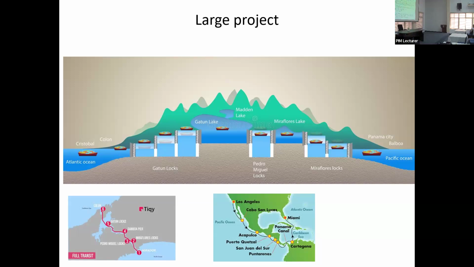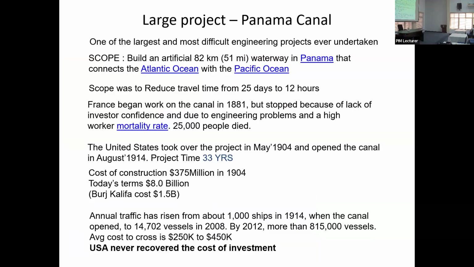So, the background of it: the Panama Canal is one of the largest structures humanly done. The scope was to build an 82 kilometers waterway connecting two rivers and to reduce travel time from 25 days to 12 hours. That's the scope, 25 days to 12 hours. So huge savings. So France started the project in 1881, and due to lack of confidence and other issues, the mortality rate, that is the death of people, was too high. 25,000 people died. Okay, so that's a huge death toll for a project. So they had to stop it.